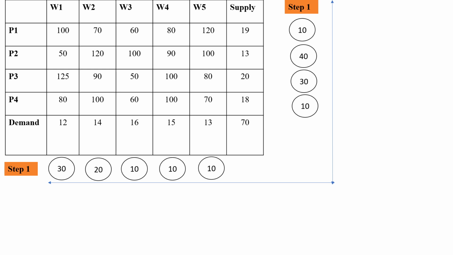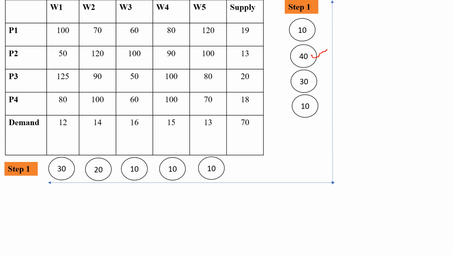Out of all the differences, you just see that this is the one, 40. 40 is the highest difference out of all the entries. In the row with the 40, where you find the lowest entry, that is 50. 50 is the lowest one between 90 and 50. Allocate the resources in 50.